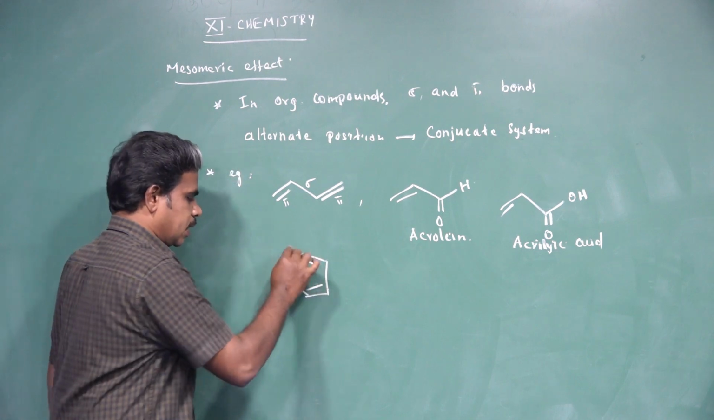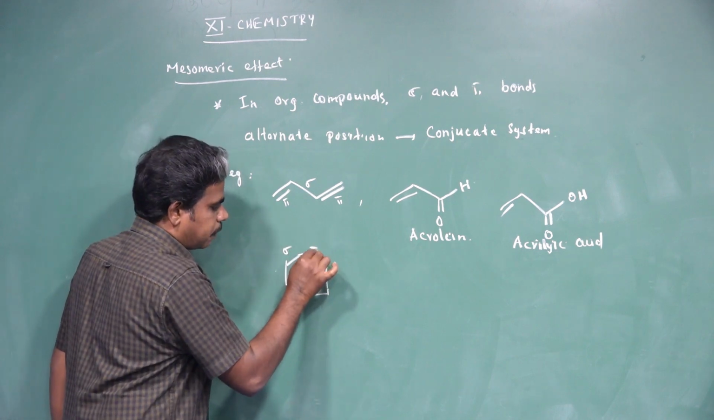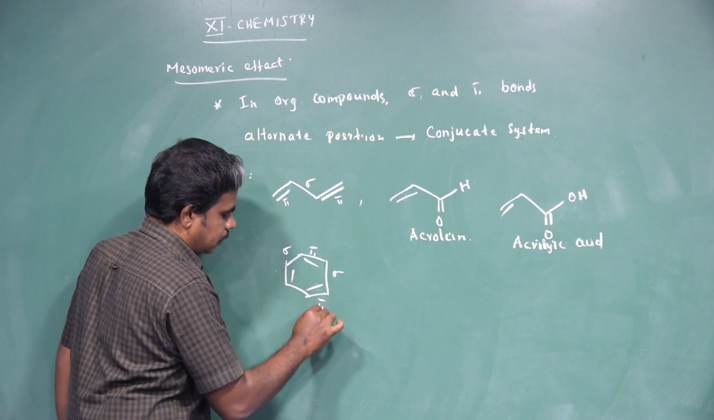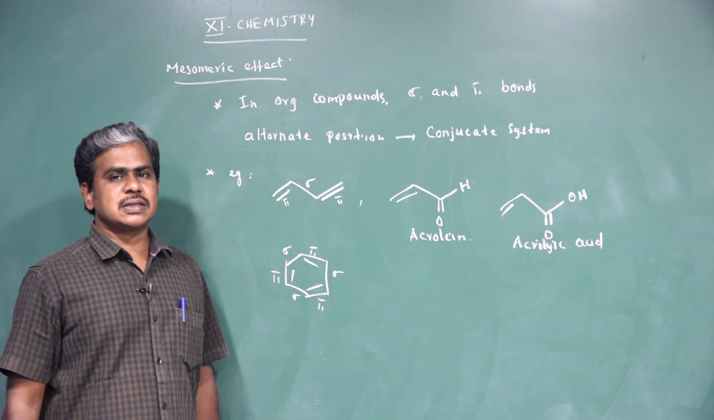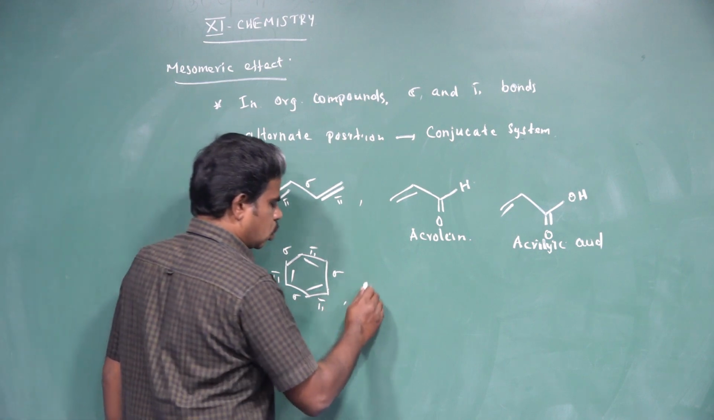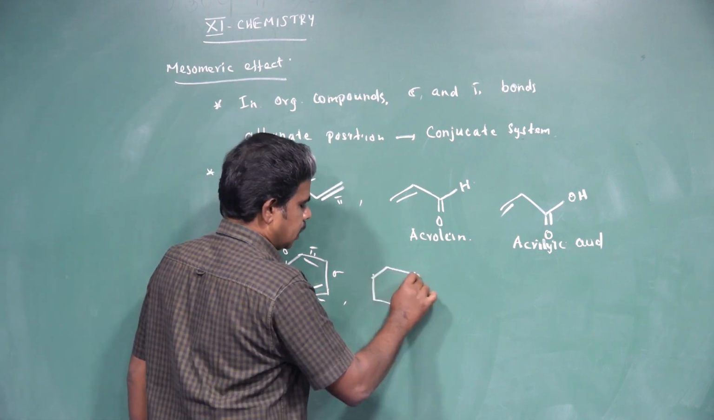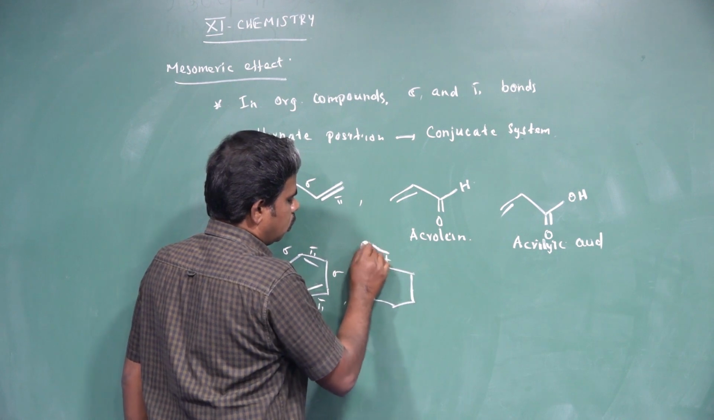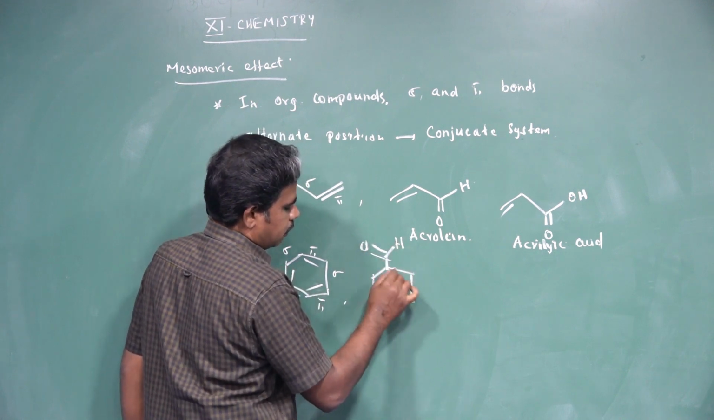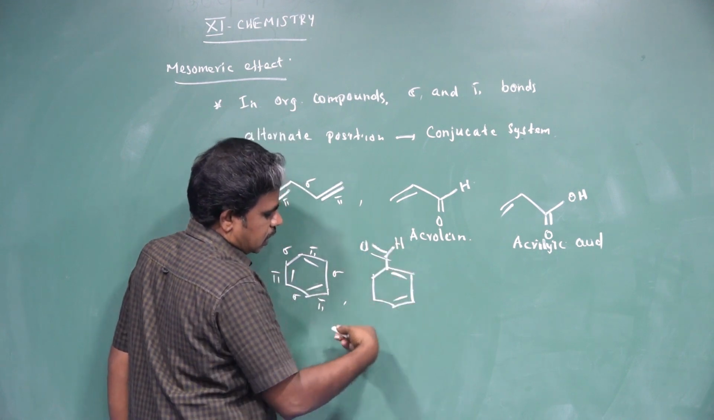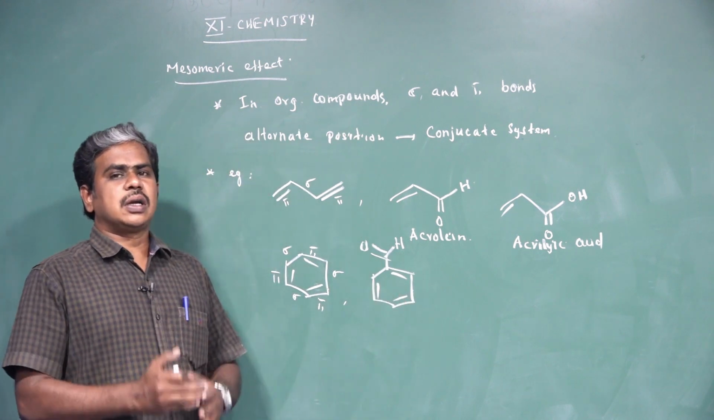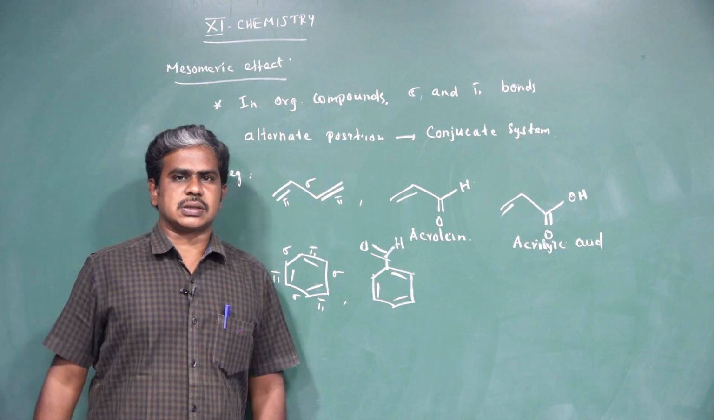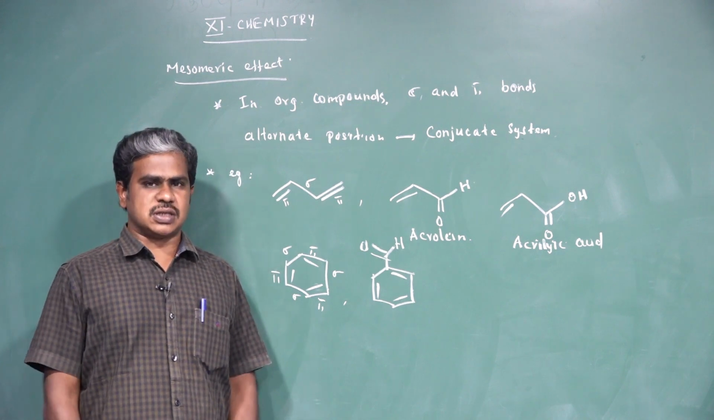Here in benzene, sigma and pi bonds alternate, so it is called a conjugated system. And also benzaldehyde, with a double bond to O, hydrogen, and a pi bond, sigma bond, pi bond and sigma bond. So alternate sigma and pi bonds are called a conjugated system.